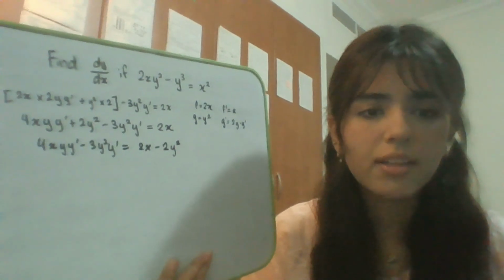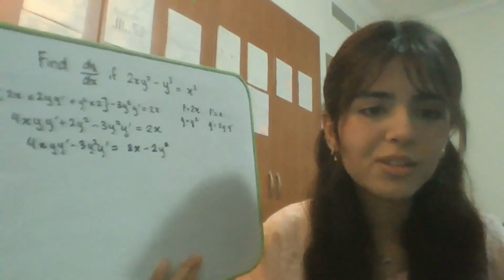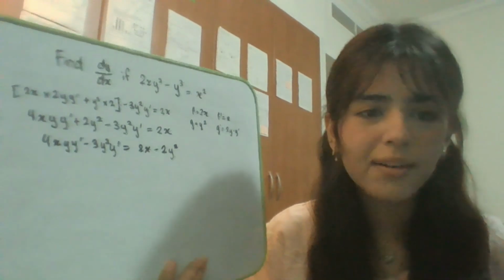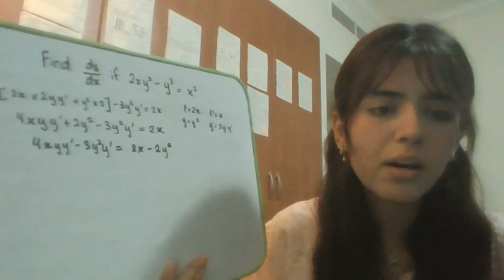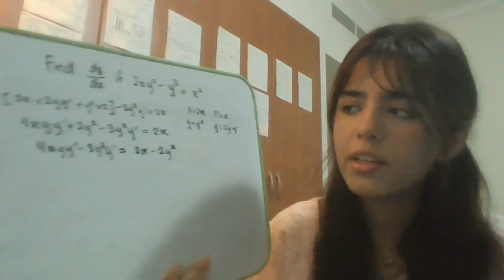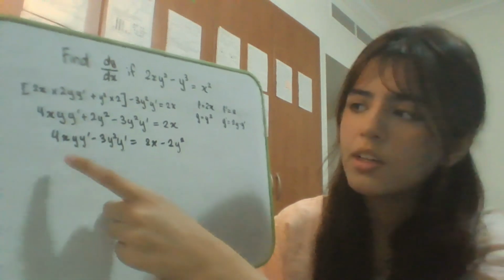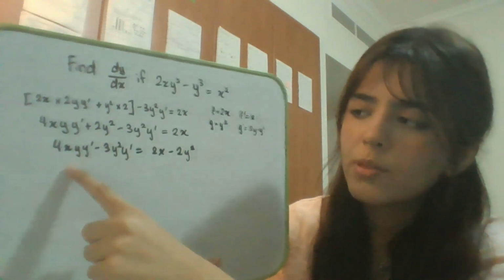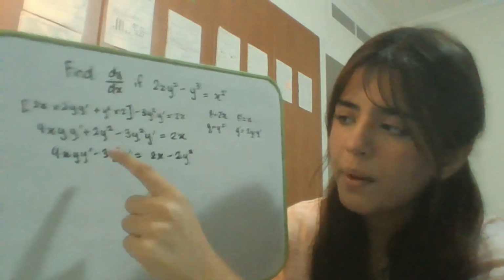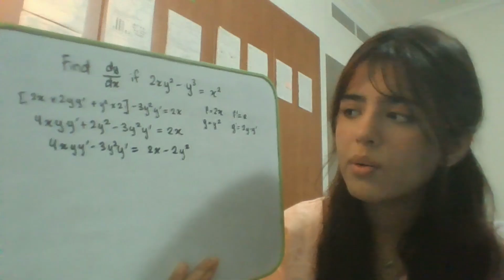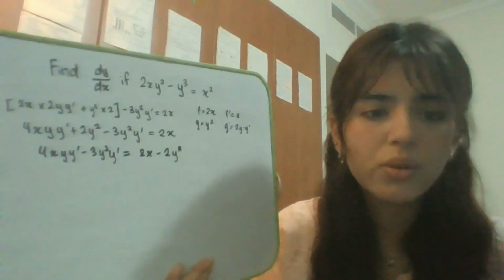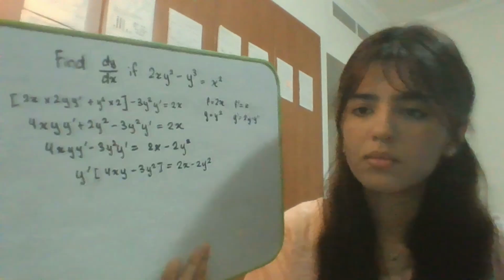Okay guys, so I organized the equation. The next step is usually my favorite because we have to take out a common y dash term. So we're just going to take out y dash from both terms and put in brackets whatever the remaining is left. So when you take out y dash from this term, you're left with 4xy minus 3y squared. That's it. And then we have our equation organized, and I'll show you what we do after that.